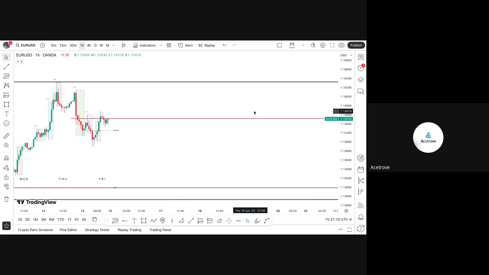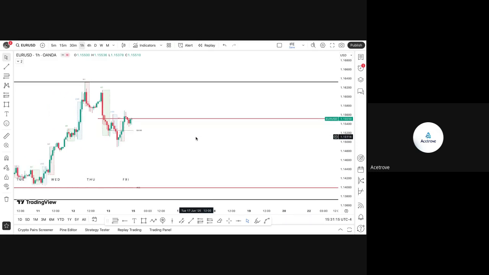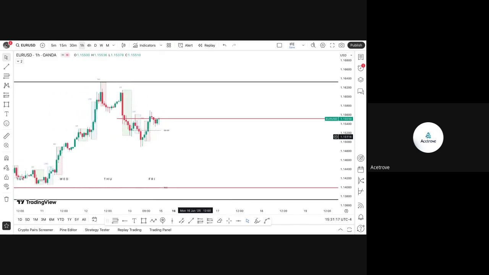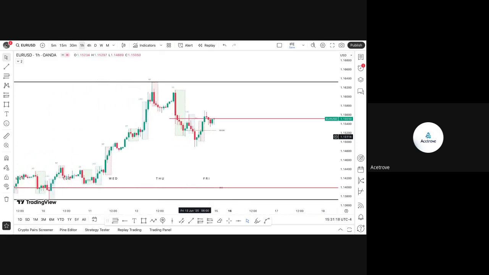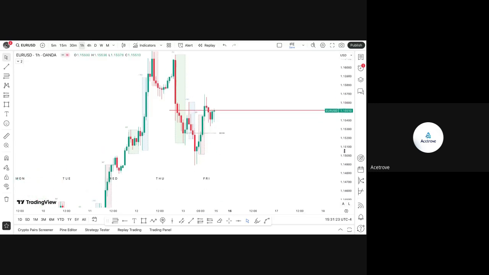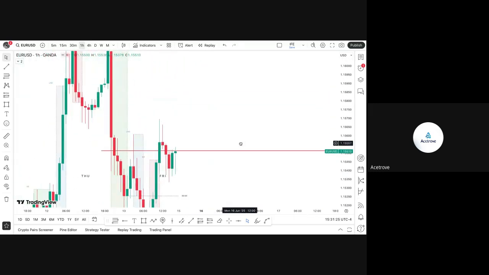Highs and lows. How do you understand highs and lows? Very simple. How do you know if a candle is a high and how do you know if a candle is a low? It depends on the two candles beside it. Like now, how do I know that this place is a high? Because it's higher than both candles beside it. It's higher than this one and it's higher than this one. So this is a high. Same thing here.